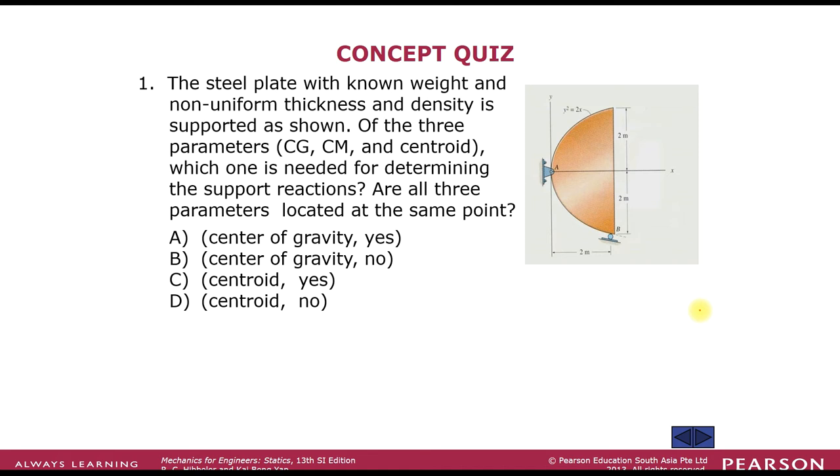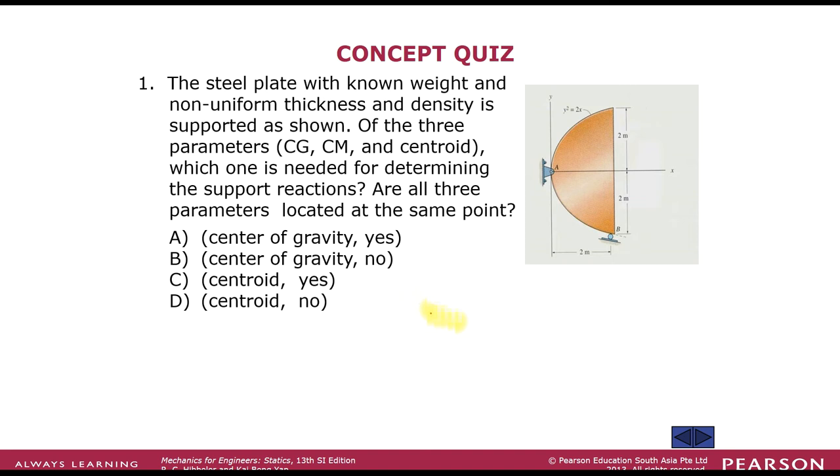So moving on. Now, if you have a steel plate with known weight and uniform thickness and density that is supported as shown, of the three parameters, center of gravity, center of mass, and centroid, which one is needed for determining the support reactions? And are all three parameters located at the same point?